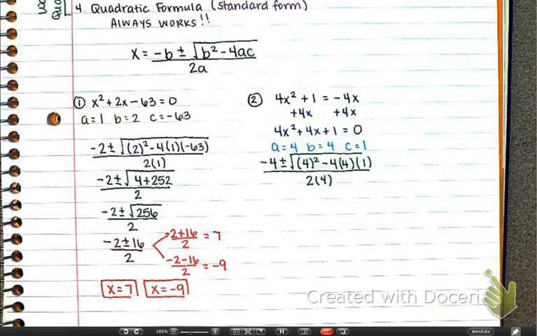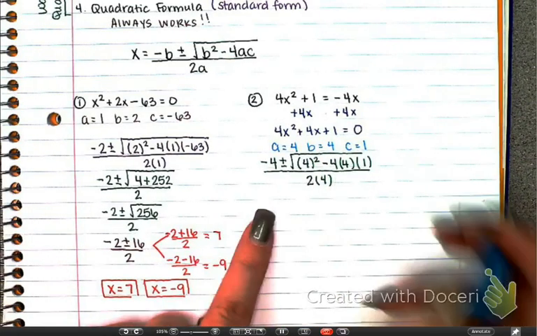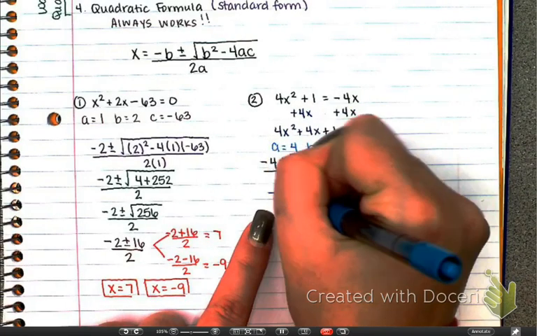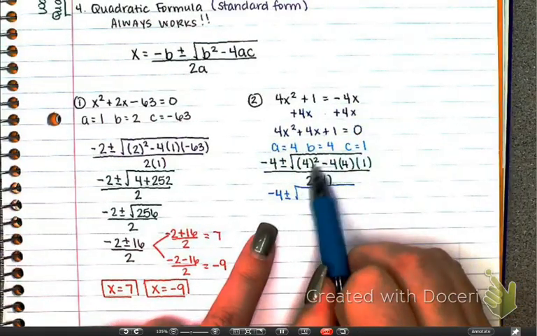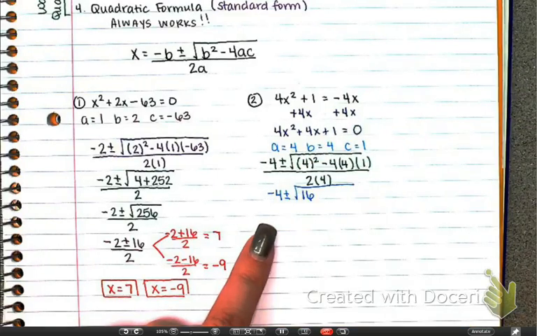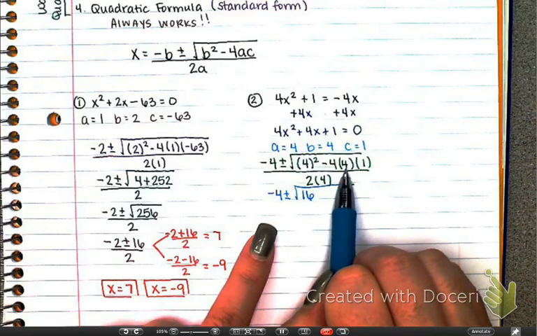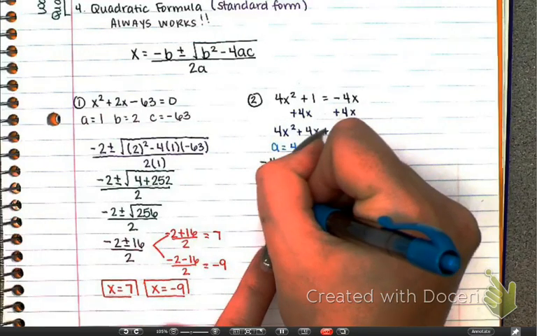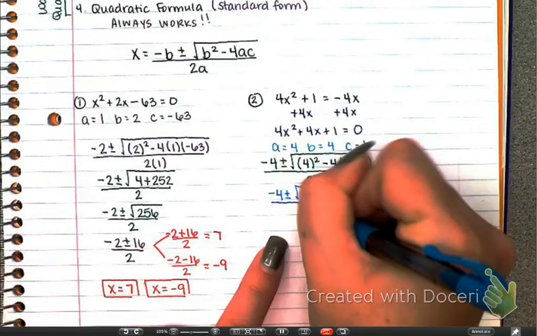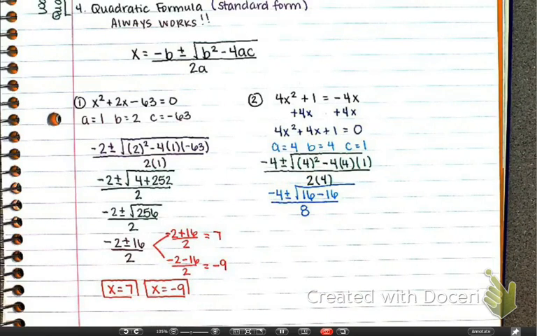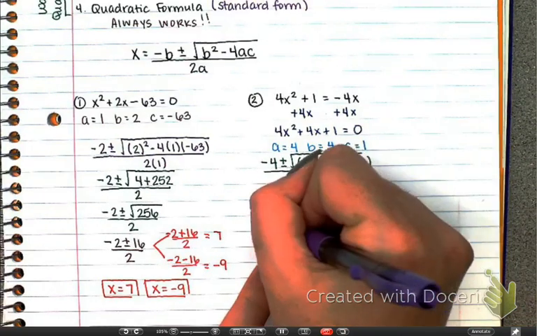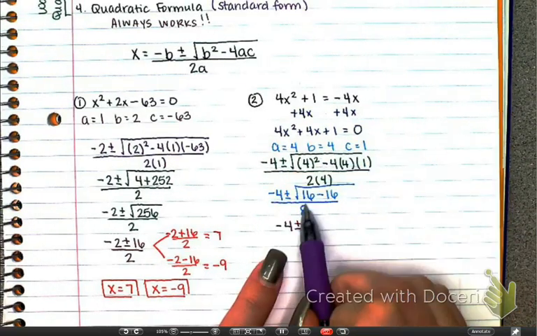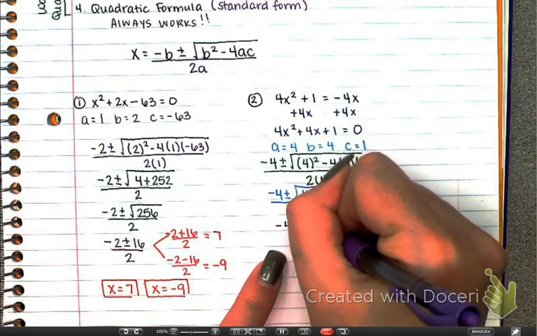All right, here we go. Simplify what's underneath the radical first. So I'm just going to rewrite negative 4 plus or minus 4 squared is 16. Negative 4 times 4 is negative 16. Negative 16 times 1 is still negative 16. All over 2 times 4, which is 8. Okay. So now I have negative 4 plus or minus 16 minus 16 is 0.